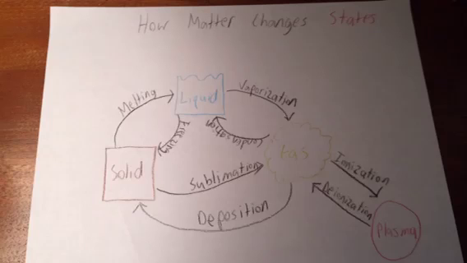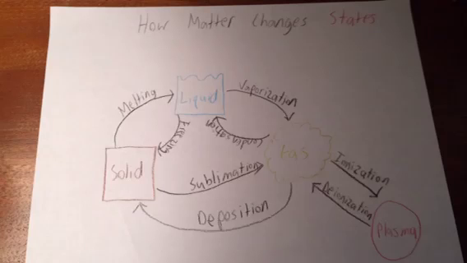The order of the states of matter goes from solid, liquid, gas, and plasma. So once you reach solid, you can no longer go any lower. Once you reach plasma, you can no longer go any higher.